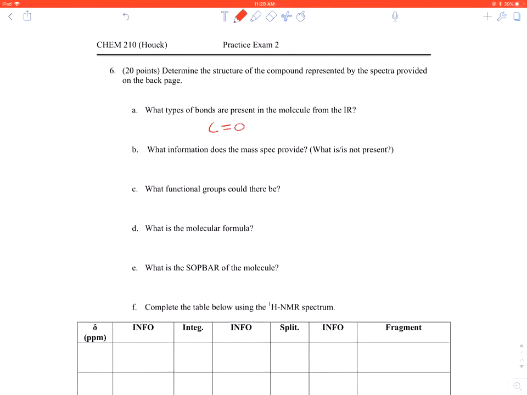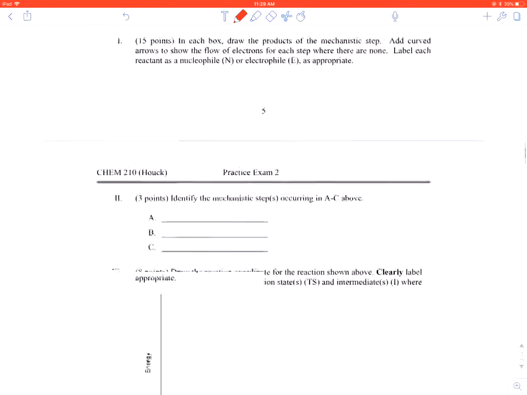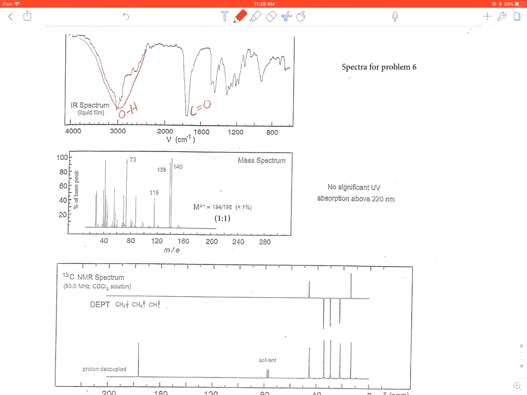C double bond O and OH. The mass spec provides the mass, which is 194 or 196. It's not visible here. I tell you that it's a 1-to-1 ratio. So since there is an M plus and an M plus 2 peak, this is indicative of a halogen. The halogen in a 1-to-1 ratio must be bromine.